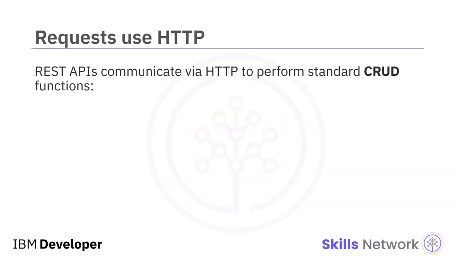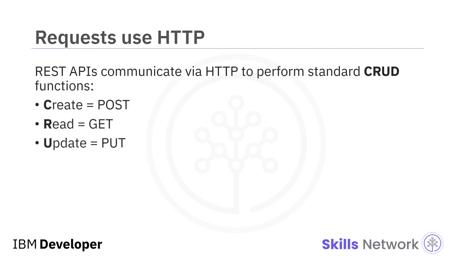REST APIs communicate via HTTP requests to perform standard functions like creating, reading, updating, and deleting records, also known as CRUD, within a resource. For example, a REST API would use a POST request to create a record, a GET request to retrieve a record, a PUT request to update a record, and a DELETE request to delete a record.